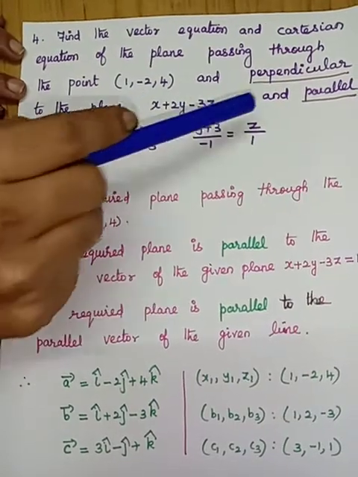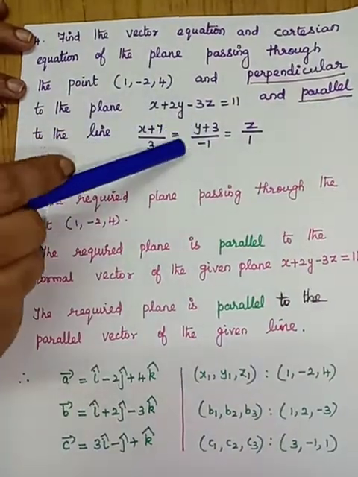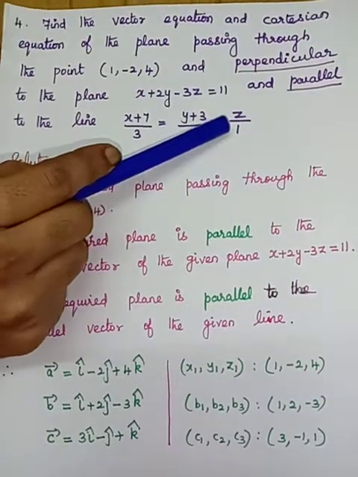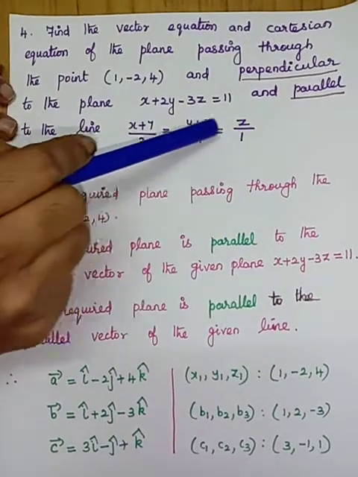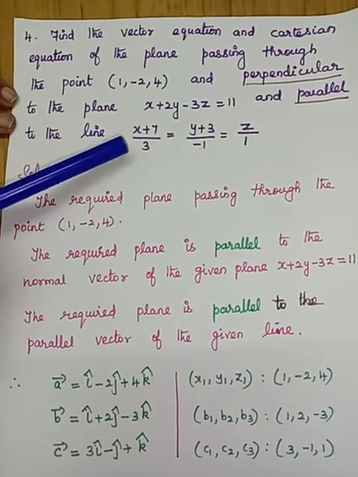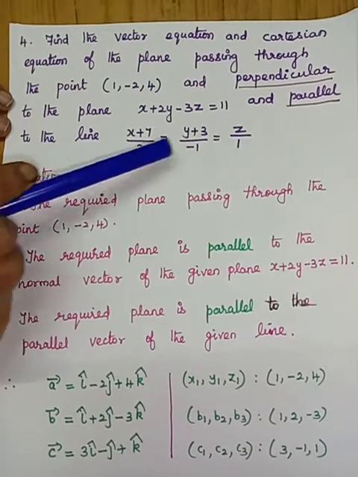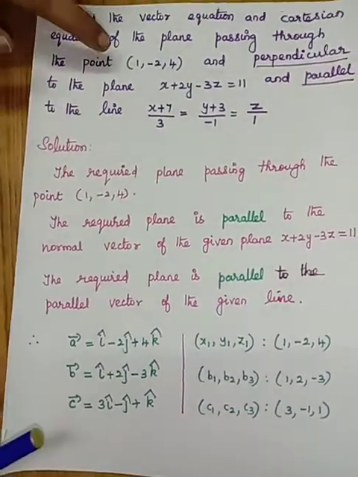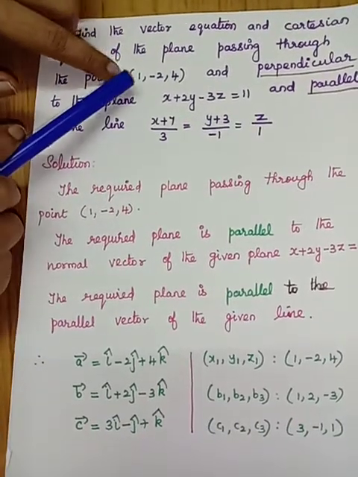Also given is that the required plane is parallel to the straight line. So here the required plane is parallel to the straight line, which means the required plane is parallel to the parallel vector of the straight line. So how to take the parallel vector? You have to take it from the denominator of the straight line. So here you have 3, minus 1, 1. You have to write it as a vector. So see now, the required plane passes through one point, that is, this is the passing point.